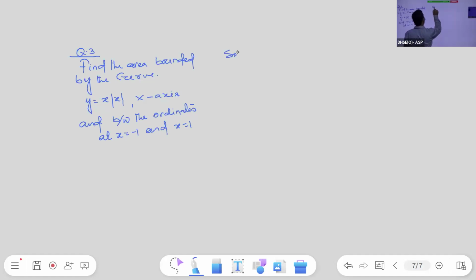Okay, first of all, we have to draw a rough sketch of the curve. So the function is y is equal to f of x is equal to x into mod x. To sketch the curve, we have to redefine the curve. You know, mod x is equal to x if x is greater or equal to 0. Mod x is equal to minus x if x is less than 0. So if you redefine this function, that will be x into x, that will be x square if x greater or equal to 0, minus x square if x less than 0.